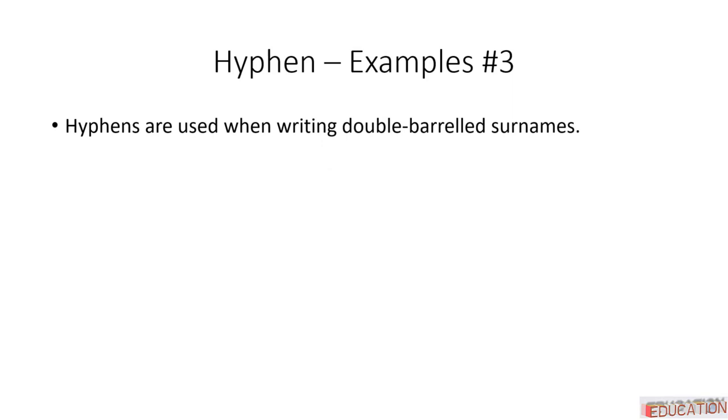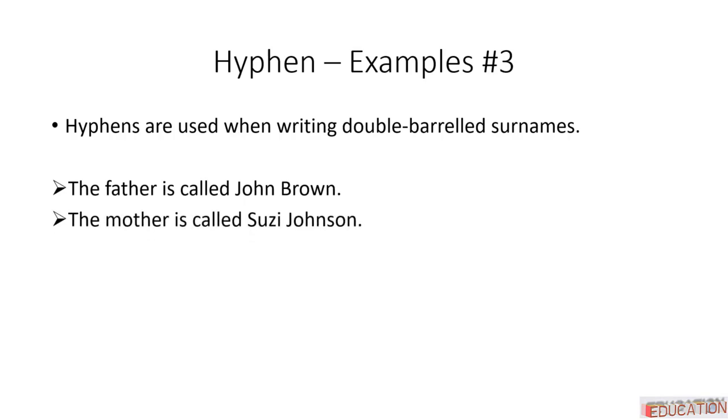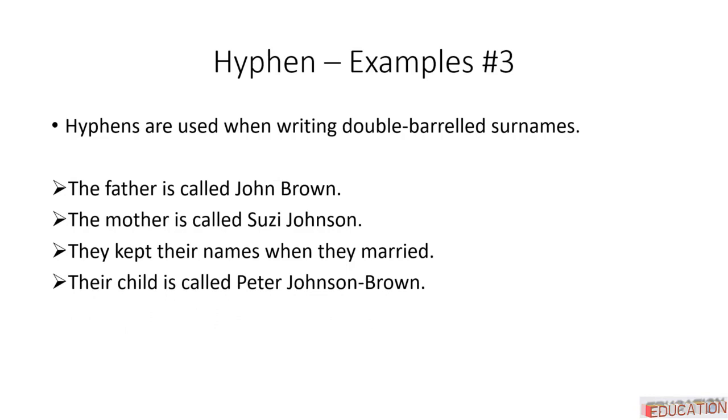Or in writing double-barreled surnames. So if the father is called, for example, John Brown, and the mother is called Susie Johnson, and they kept their names when they married, or didn't marry, then their child could be called Peter Johnson Brown. Or Brown Johnson, it doesn't matter which way around, it's purely a matter of taste.